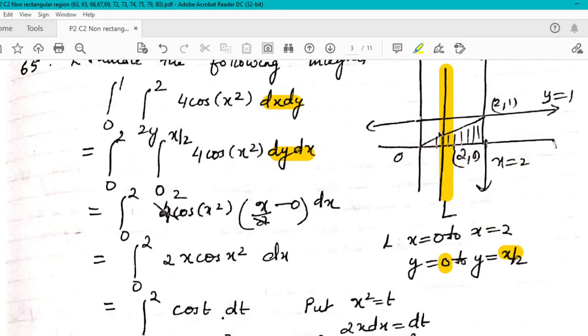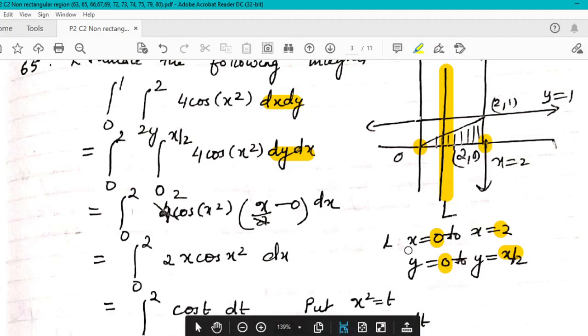Now this line covers this region when you shift from this point to this point. At this point, what is the value of x? It is the origin, so certainly x is equal to 0. And when you shift to this point, x is equal to 2. So we get the limits of x from 0 to 2 and y from 0 to x by 2. So these are the limits of x and y.